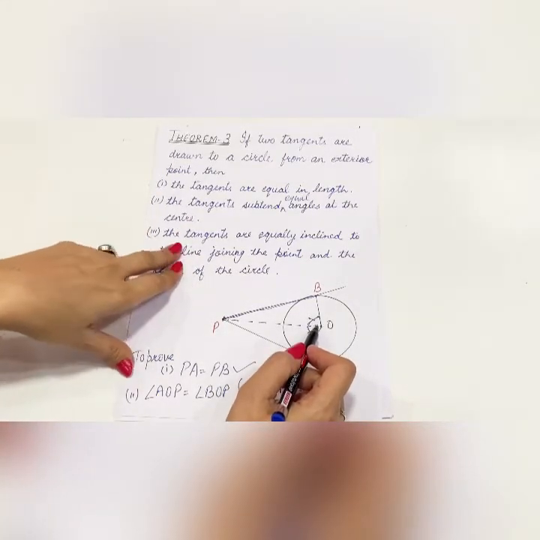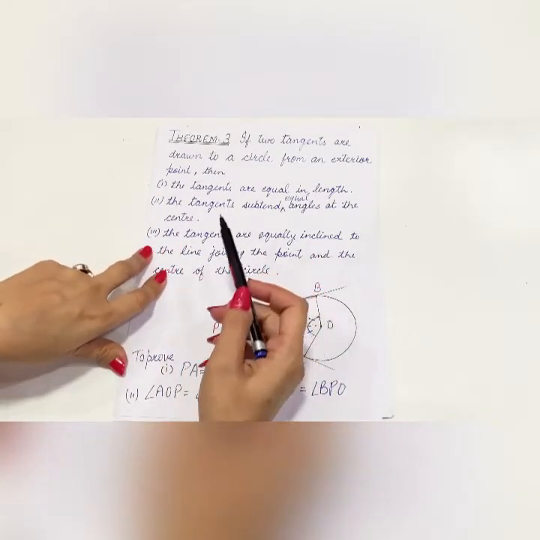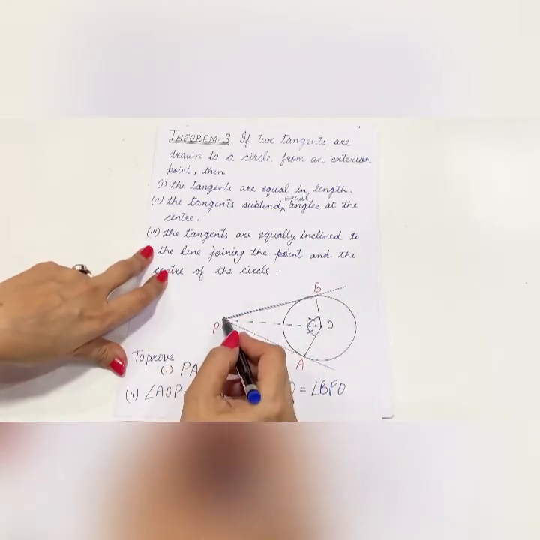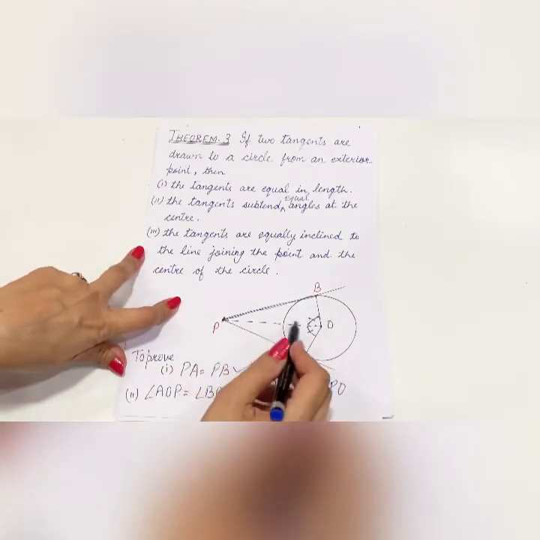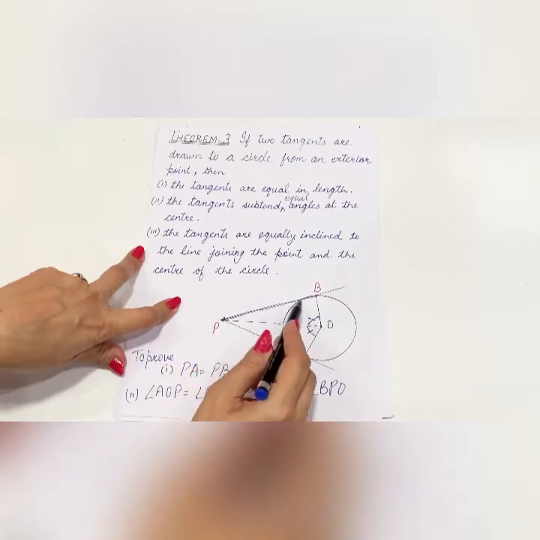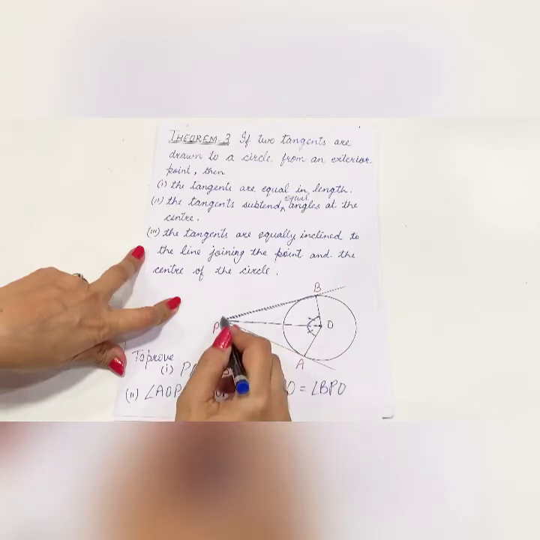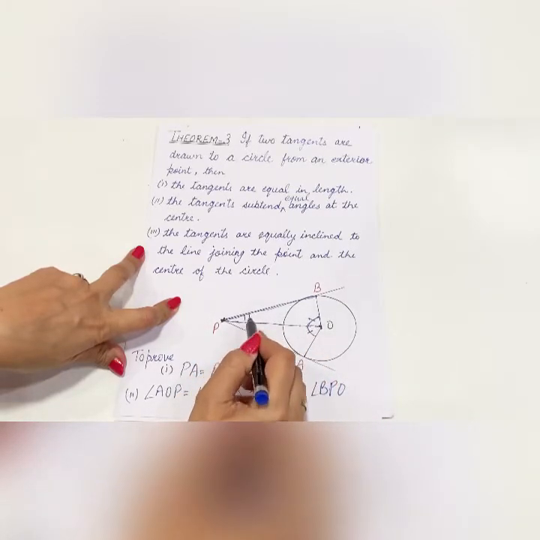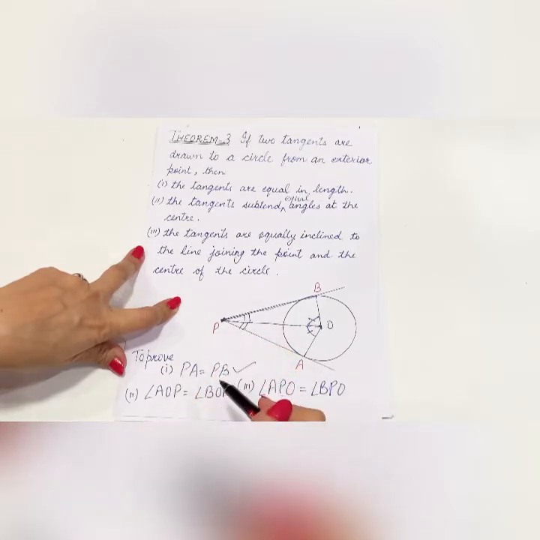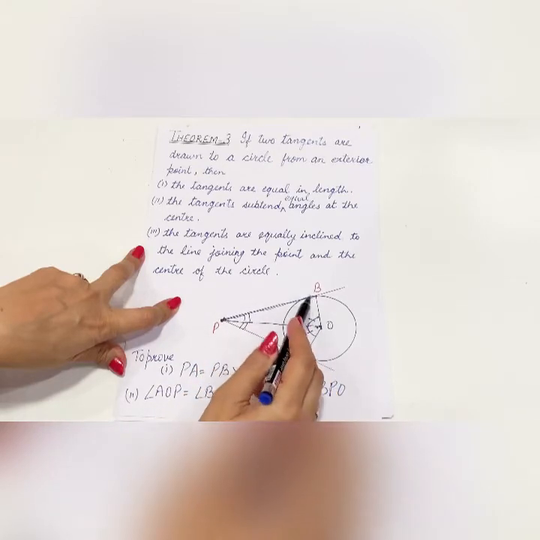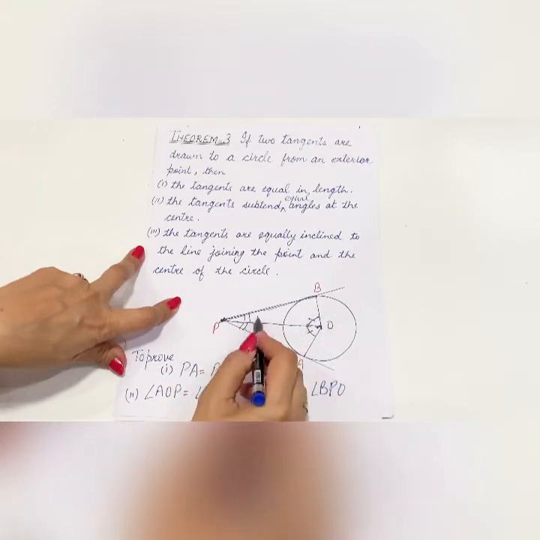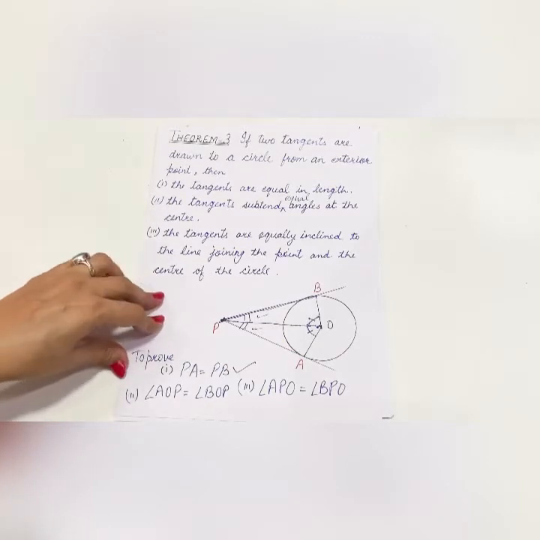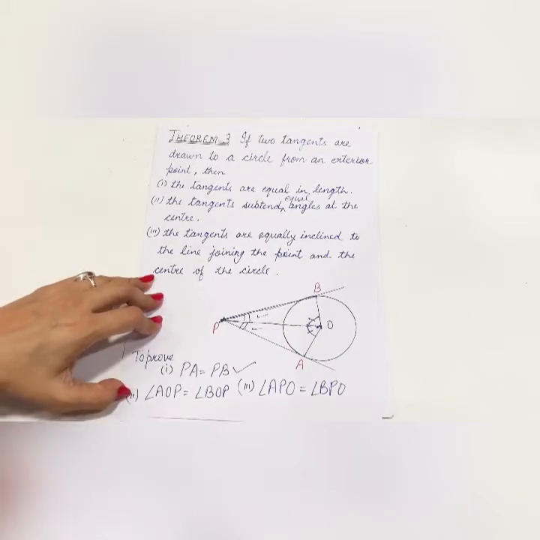And the third result is the tangents are equally inclined to the line joining the point and the center of the circle. P is the point from which tangents are drawn, and this PO is the line which joins this point to the center of the circle. And these tangents make equal angles with this line. We are having angle APO is equal to angle BPO. These angles are equal to each other.